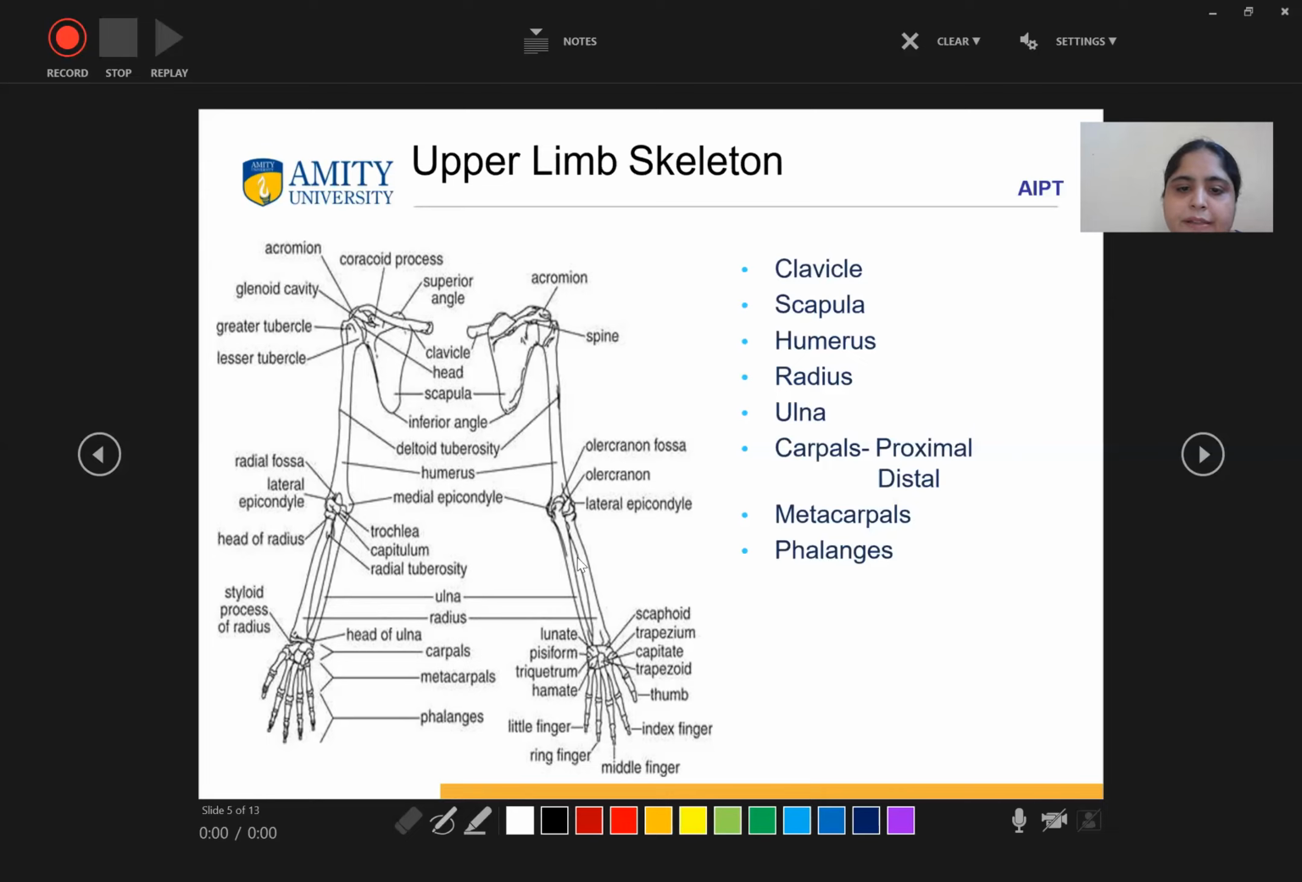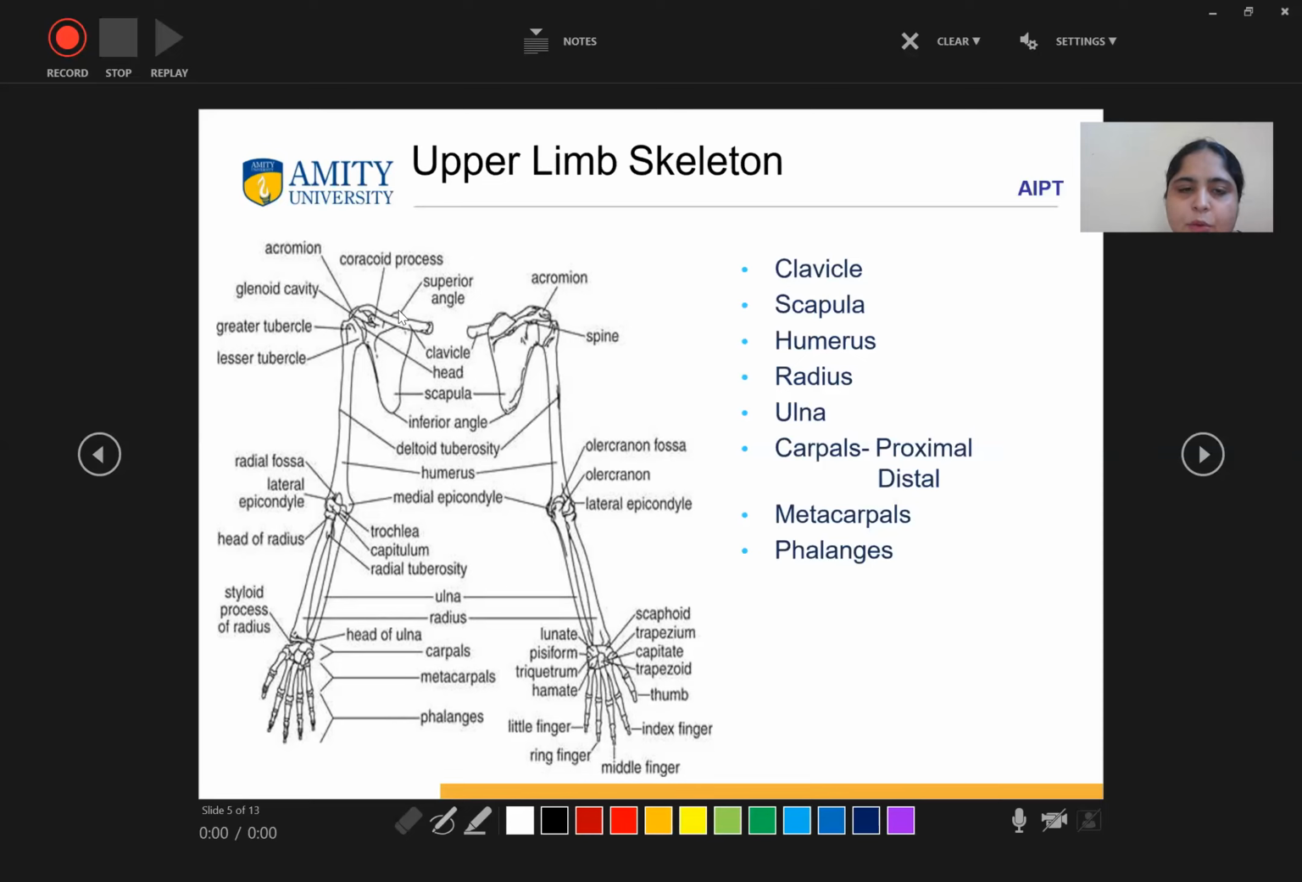Similarly, this is the spine of the scapula, and there is this acromion process which is present. Then there is the olecranon process. This view is the posterior view, and this is the anterior view.